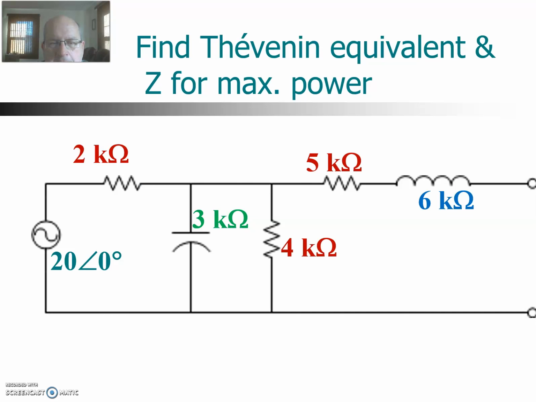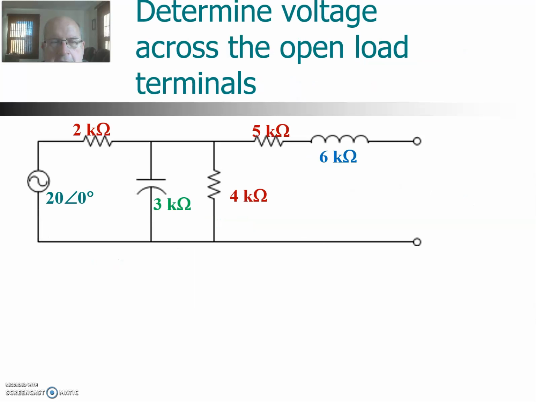Let's look at another example. Here's a different circuit. We want to find the Thevenin equivalent of this circuit. And just like before, we found the reactances already. Instead of giving you the capacitance and the inductance, I just gave you the capacitive reactance and the inductive reactance. I assume at this point you know how to do that. So let's find the Thevenin equivalent and the Z for maximum power for this particular circuit. We already have the load resistor removed.